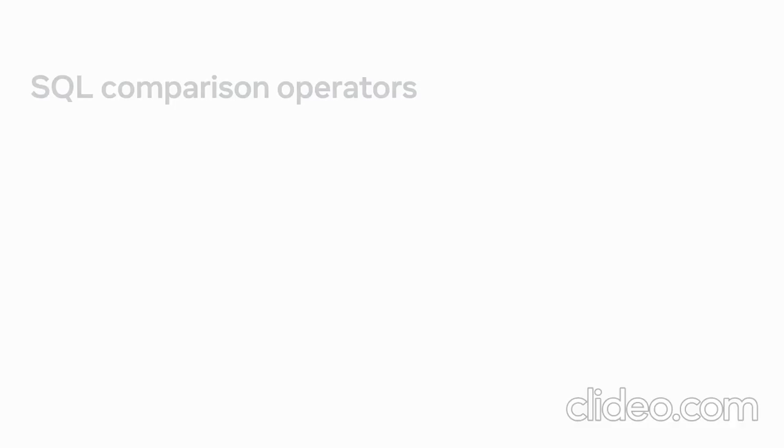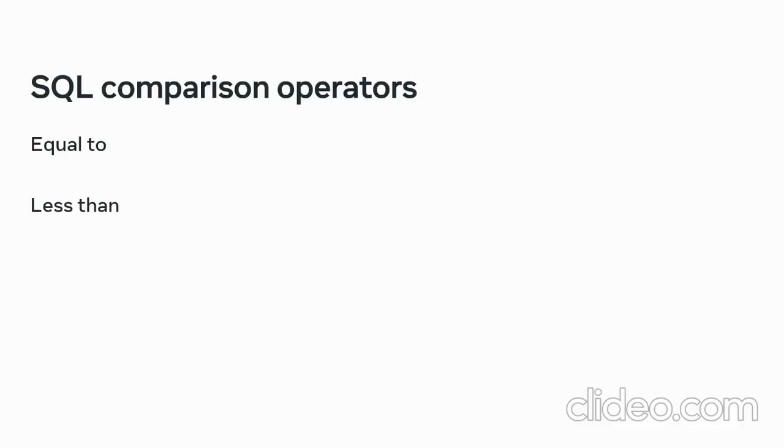So how are these operators used in SQL? SQL uses common mathematical comparison operators by means of the symbols equal to, less than, and greater than. It also uses less than or equal to, greater than or equal to, and not equal to. Now let's explore how to use these comparison operators and relevant symbols in a practical way using a database.